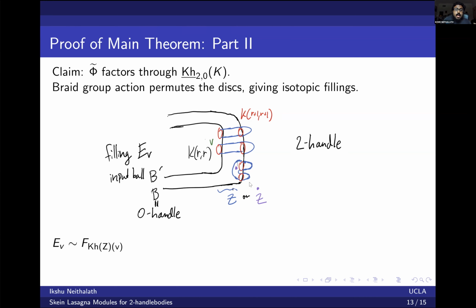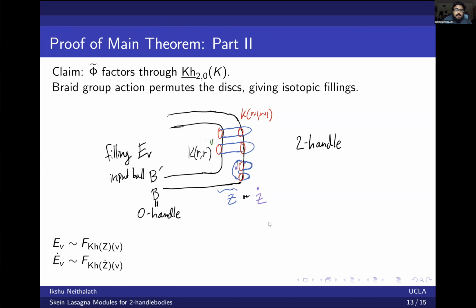I described on the previous slide, something with just a few core parallel disks in the 2 handle labeled by some element. The element it'll be labeled by is the Khovanov of Z applied to V. So this filling, E sub V, is actually equivalent to one of the fillings I just defined, F sub Khovanov of Z applied to V. And you can do the same thing with the dotted cobordism. If we have a dot here, I'll call that cobordism E sub V dot, and that's equivalent to F sub Khovanov of Z dot applied to V.